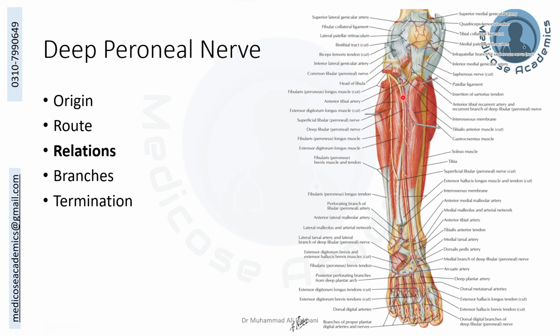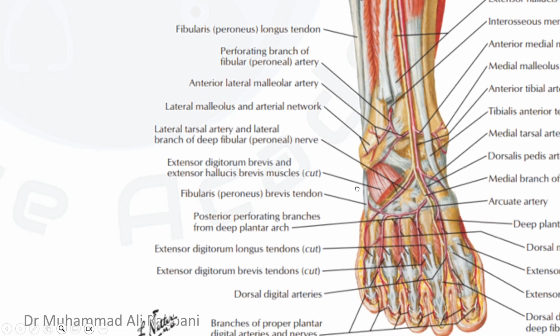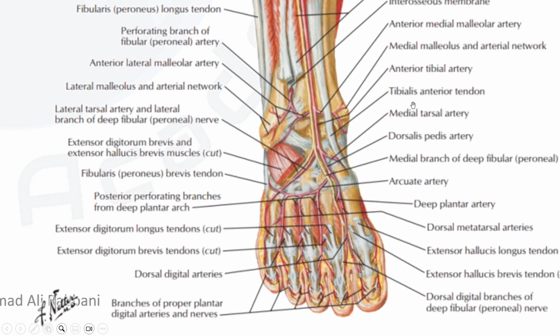And the branches, as far as the compartment of the leg is considered, excluding the dorsum of the foot: it supplies these four muscles, tibialis anterior, extensor digitorum longus, extensor hallucis longus, and peroneus tertius. Termination: it does not terminate, basically it goes on to the dorsum of the foot. Let us quickly go through that. We will discuss it again in the dorsum of the foot.